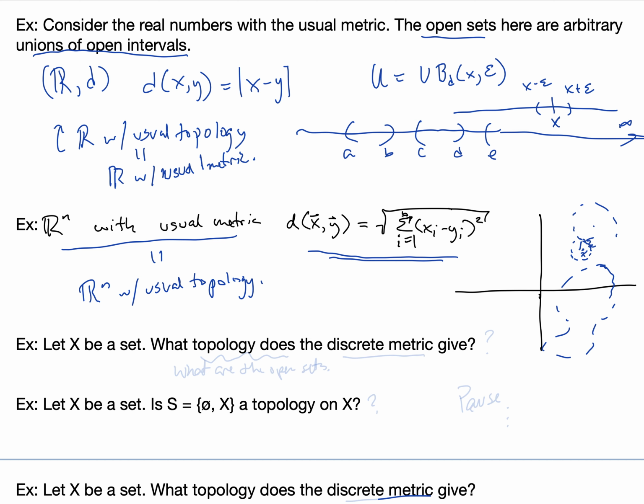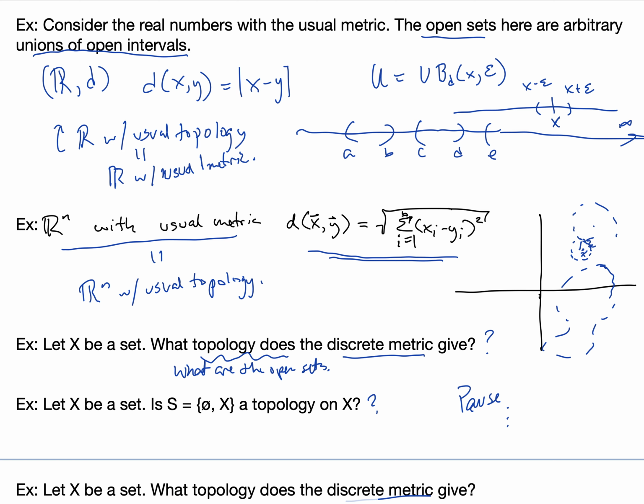And so R^n with the usual metric is the same thing as R^n with the usual topology. All right, so I'd like you to think about the discrete metric. That's a metric we talked about often. So if X is a set, what topology does the discrete metric give? And when we say what topology does it give, that means what are the open sets? So X is any set with the discrete metric. What are the open sets in X? I'd also like you to think about if X is a set, and S is the set consisting solely of the empty set and the set X. Is this a topology on X? So I'd like you to think about each of these two questions briefly, pause the video, and we'll talk about it in a moment.